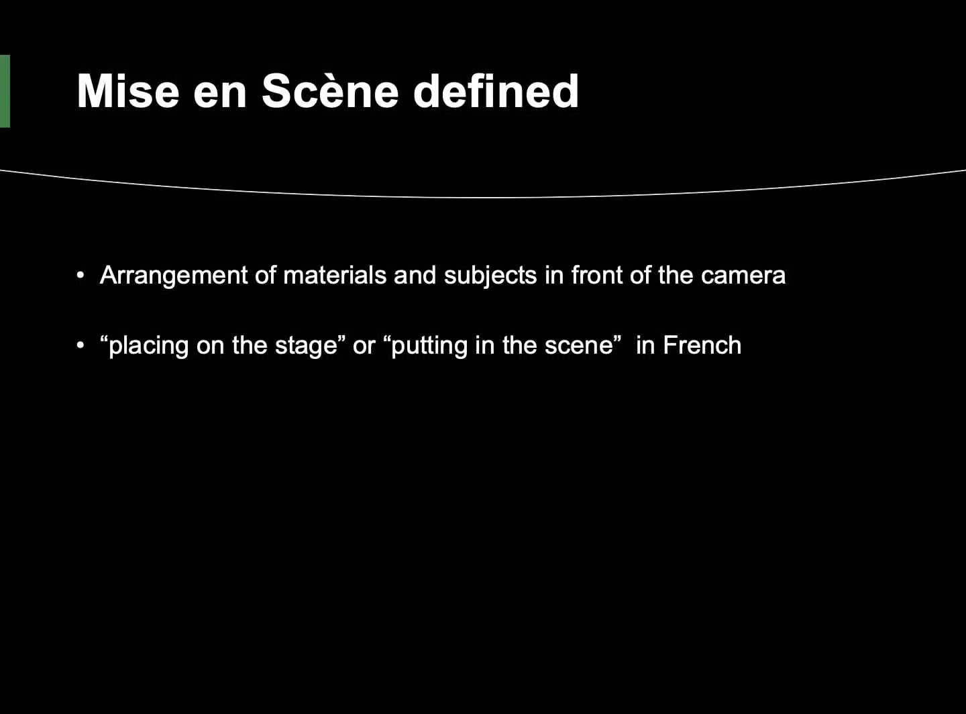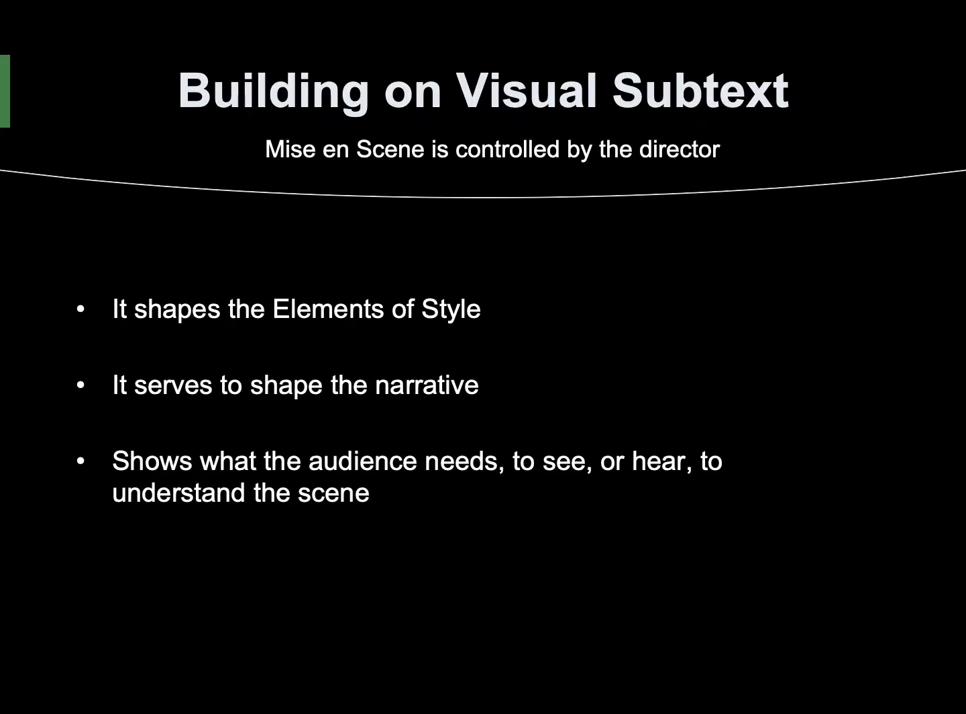Mise en scène defined as the arrangement of the materials and subjects in front of the camera, meaning placing on the stage or putting into the scene in French. We're going to be building on visual subtext that we talked about last week. Mise en scène is controlled by the director. It shapes the elements of style, it serves to shape the narrative, and shows what the audience needs to see or hear to understand the scene.